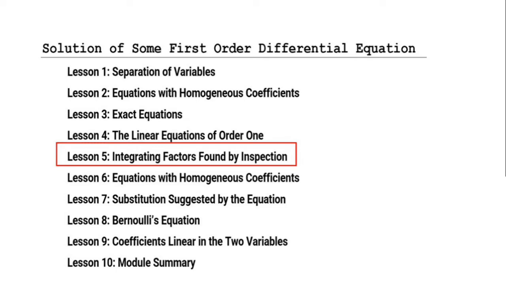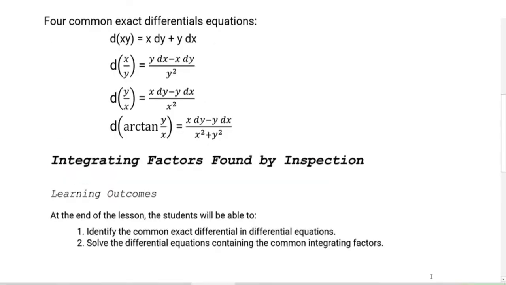To understand our lesson, you should have a good background on lesson 1 to lesson 4, specifically from separation of variables to the linear equations of order 1. If you have not yet studied these topics, you may spend time watching our videos on them. In our previous lesson, linear differential equations of order 1, we converted the equation into an exact differential equation. We were able to convert this by multiplying the equation by an integrating factor.